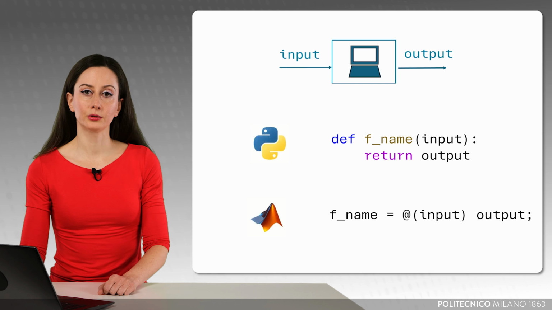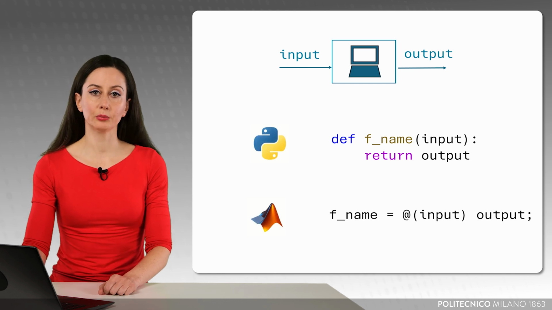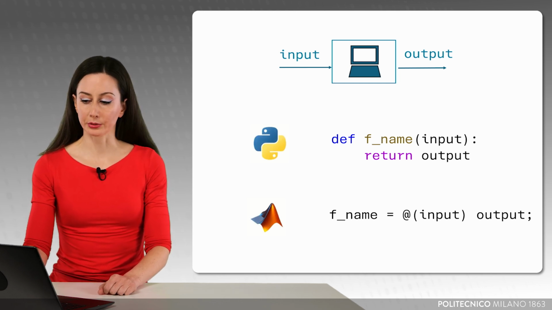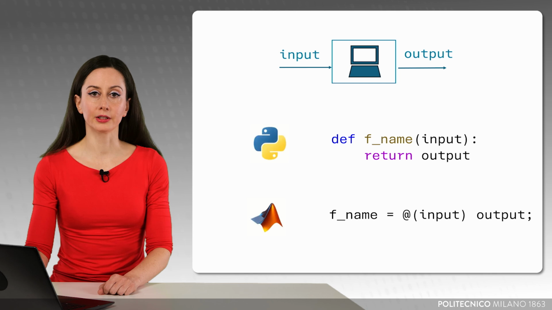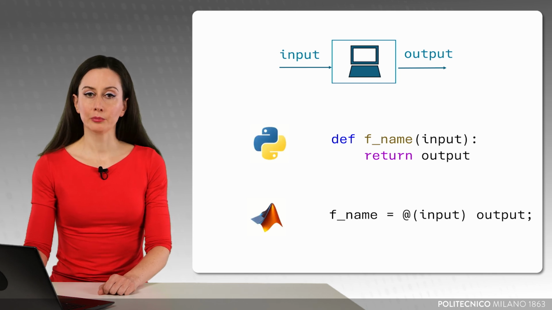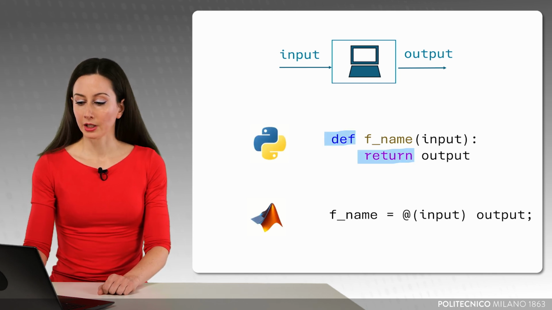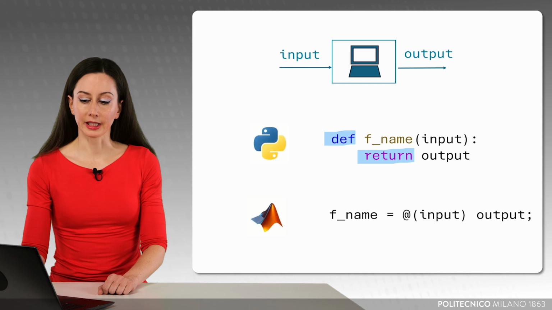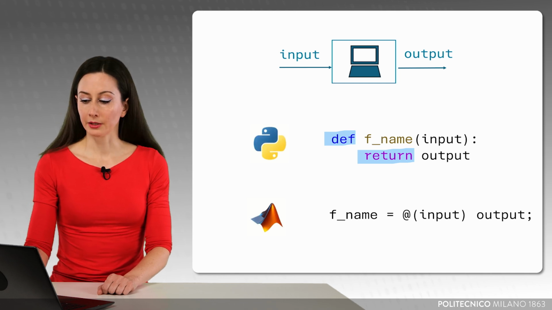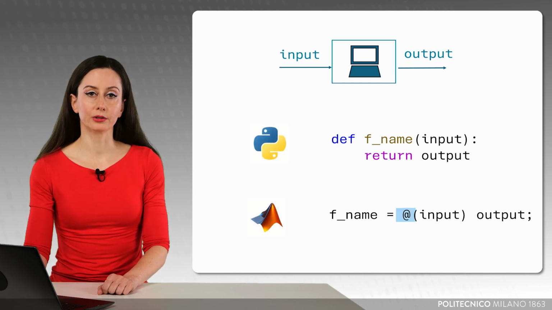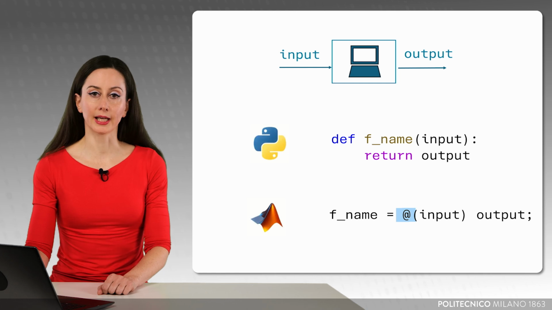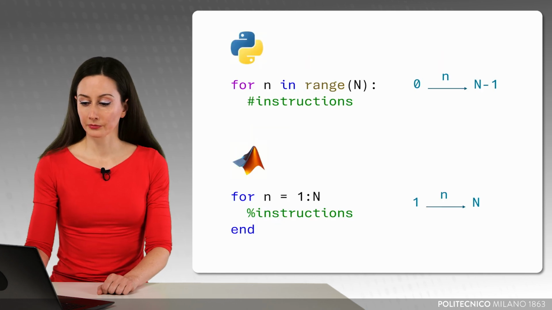We have learned how to create a function that takes inputs and produces an output, and we have used it to define the outflow rate. In Python, functions are written using the keywords def and return, whereas in MATLAB, the simplest way to write a function is with the @ syntax.